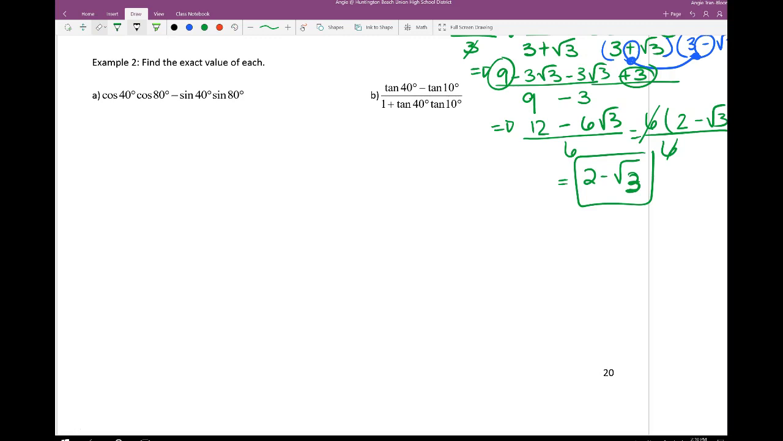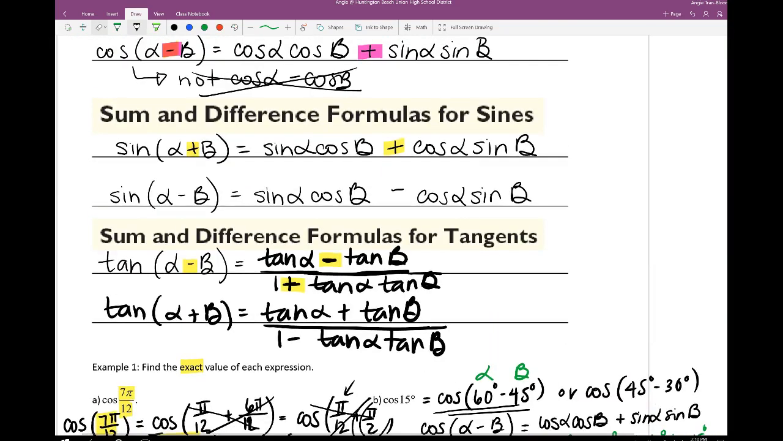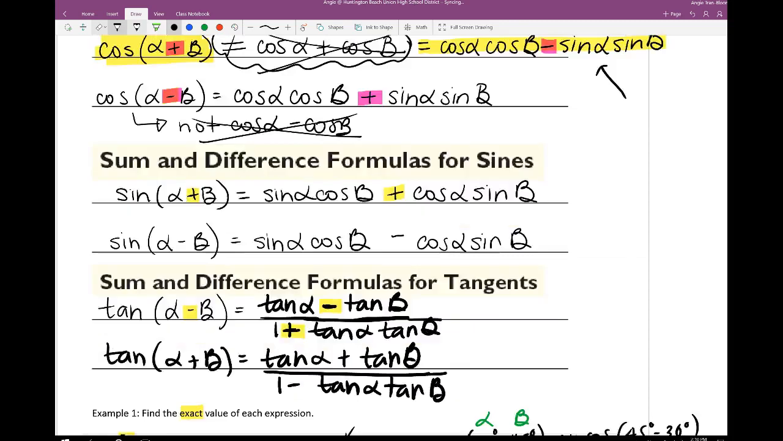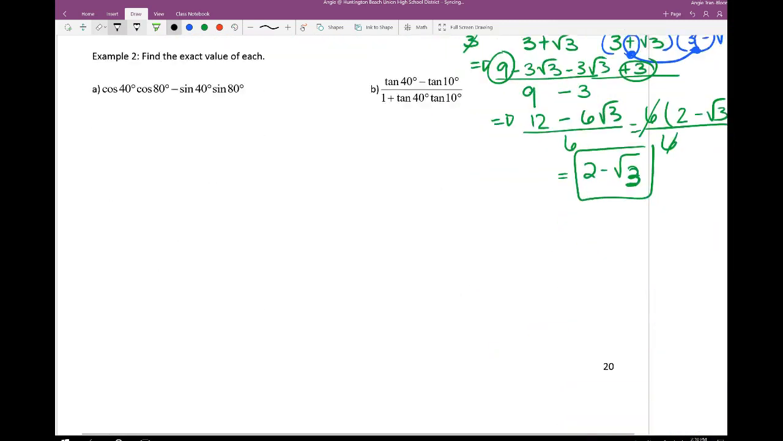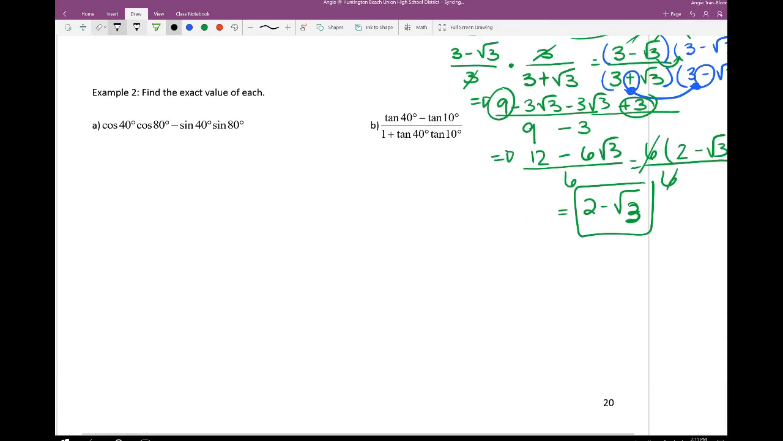Do you recognize this expression from one of the identities that we have written up here? You mean this? Wow, yeah, that's what we're going to use. Here we go. We are now going to go backwards, okay?